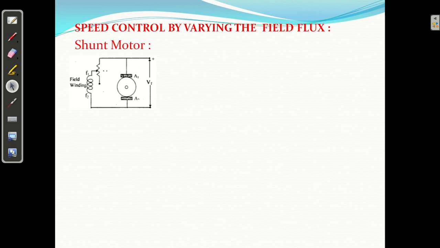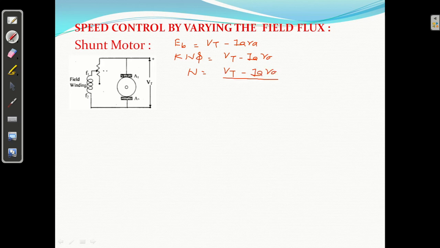Okay, so let us say EB equal to what? EB equal to K N phi equal to VT minus IA RA. So speed N equal to VT minus IA RA upon K phi. Before inserting this resistance, that is the regulating resistance, let us say R.